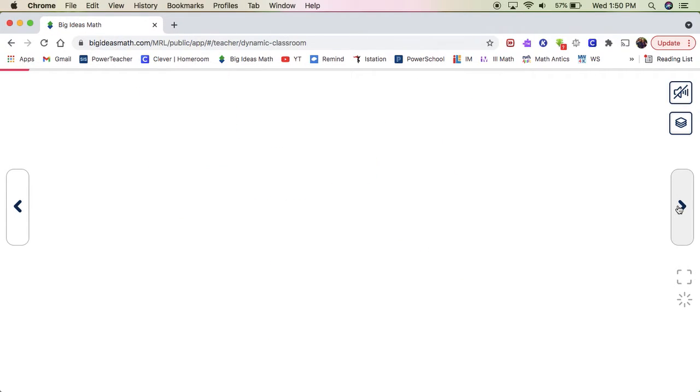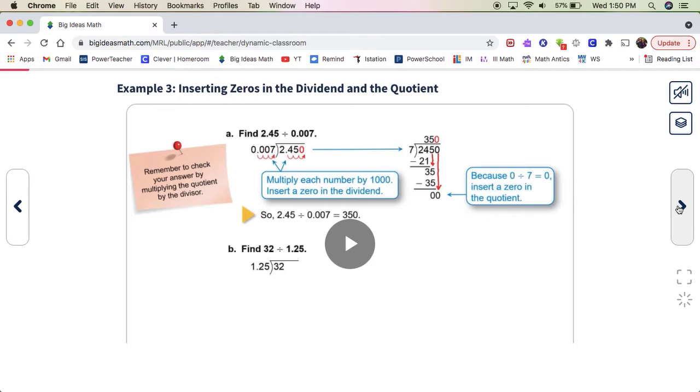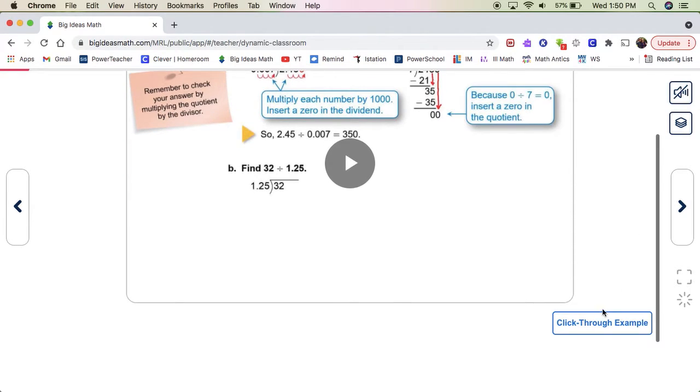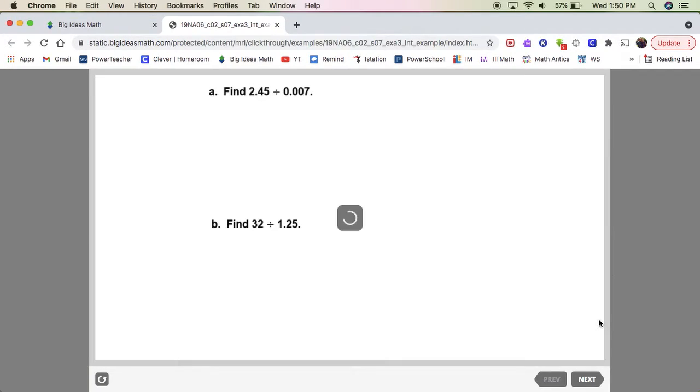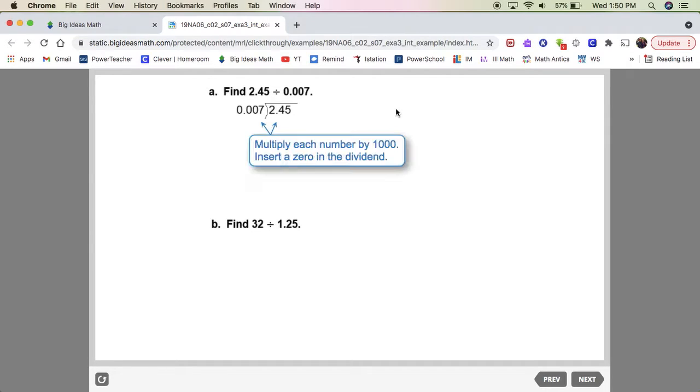All right, let's look at the next concept, or example 3. If you're in your book, this is on page 90. So we have 2 and 45 hundredths divided by 7 thousandths. So let's set up our problem. Notice here we need to move our decimal point over 3 times, which means we're multiplying by 1,000.